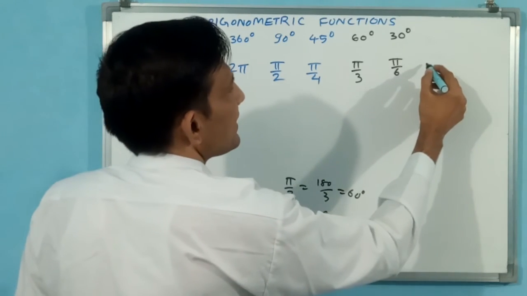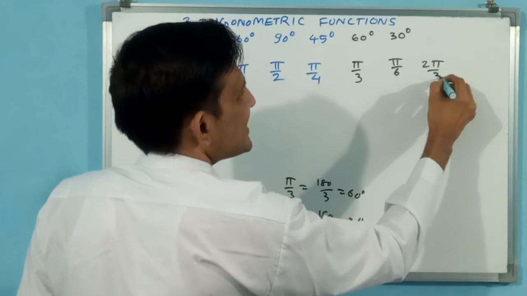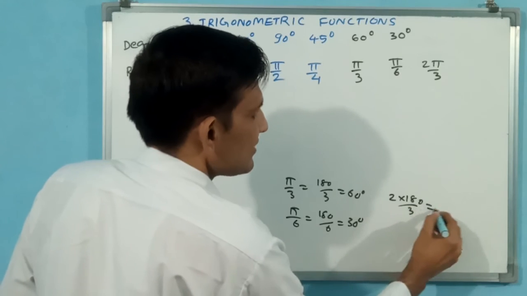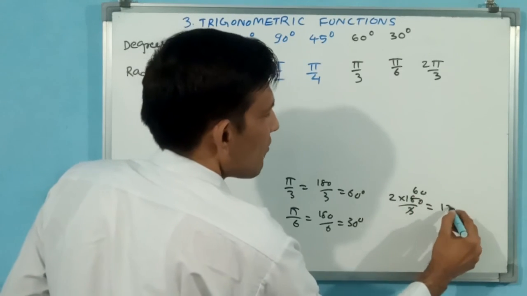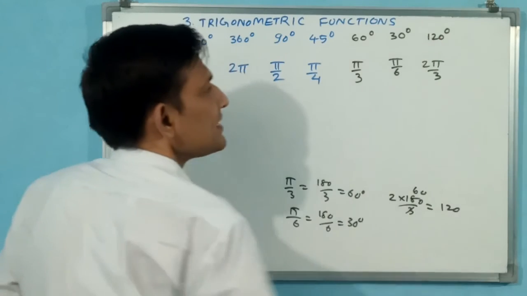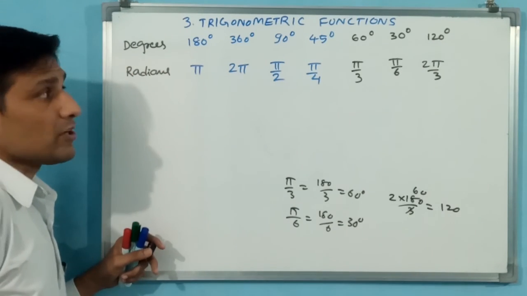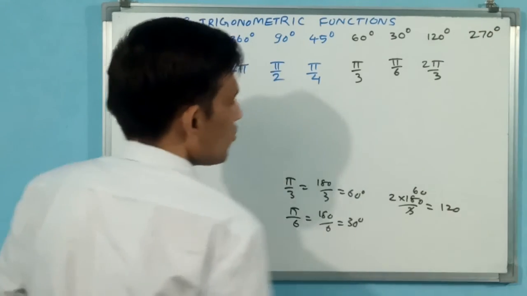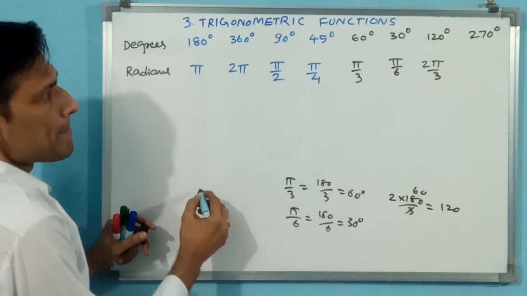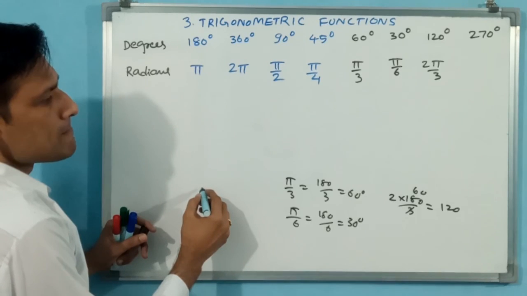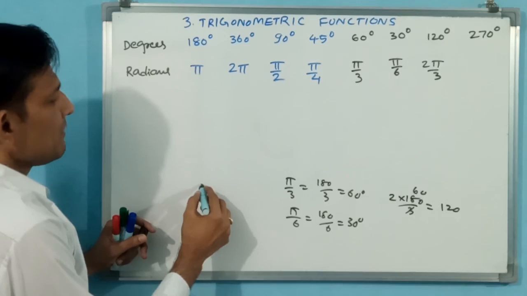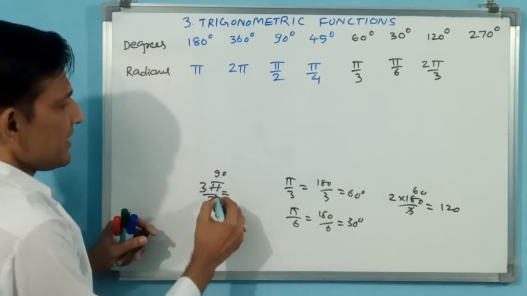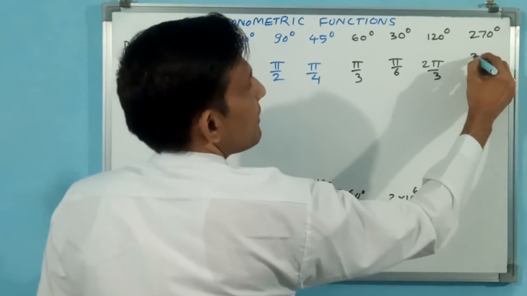I'll take 2 pi by 3. 2 pi by 3 means 2 into 180 by 3, that is equal to 3 sixes are 120 degrees. Like that you have to see. 270 degrees I will also write. 270 degrees means 3 pi by 2.